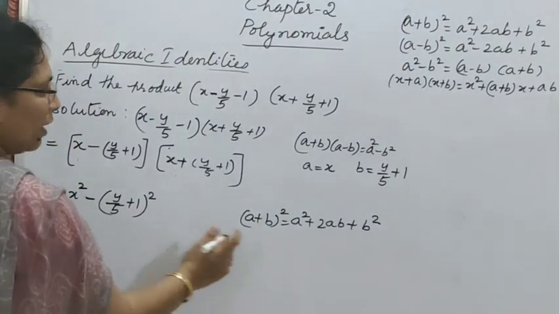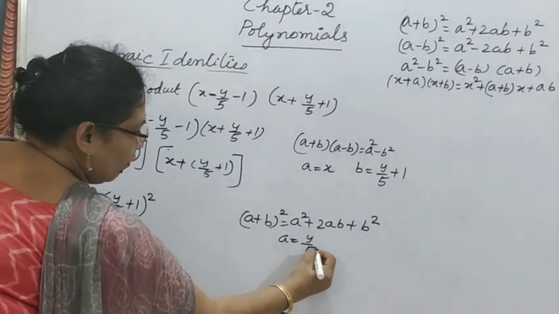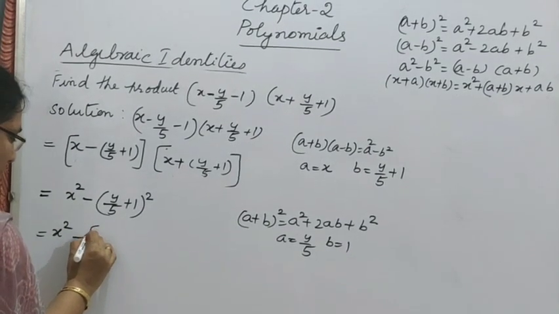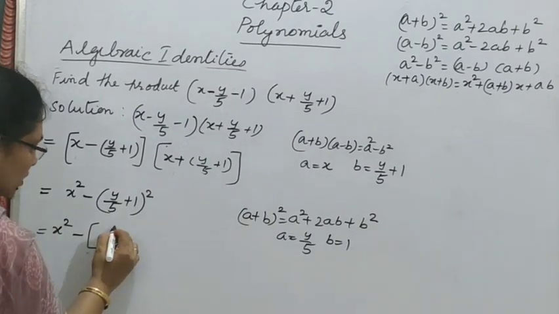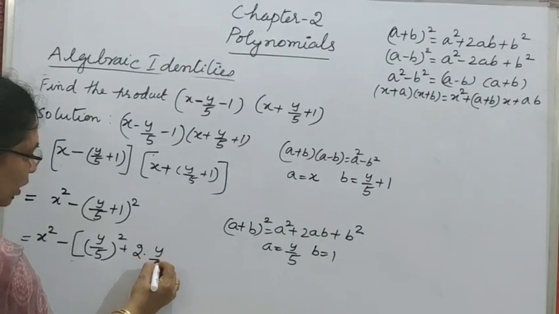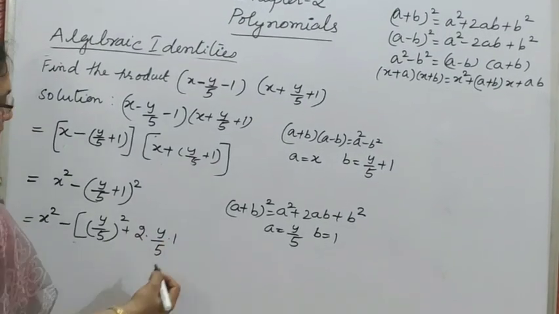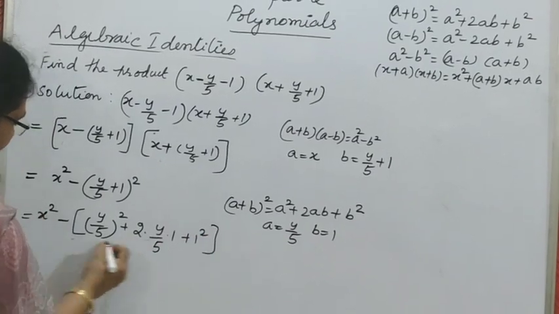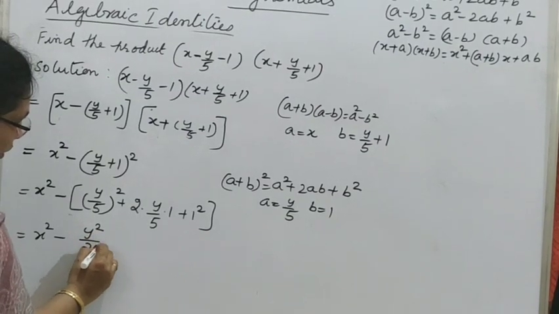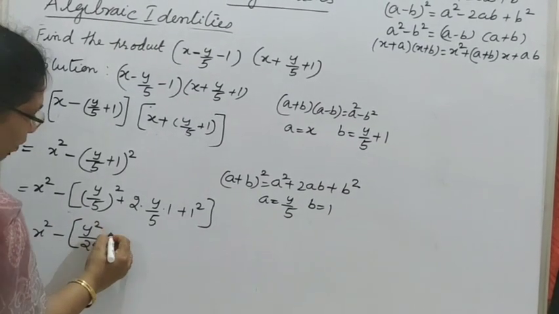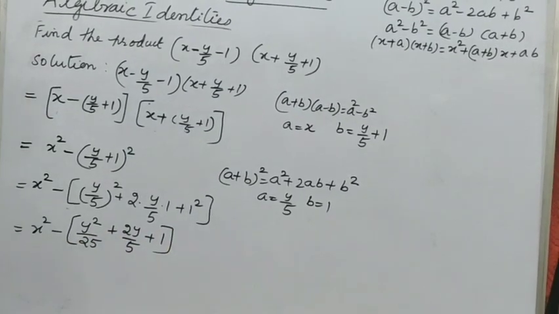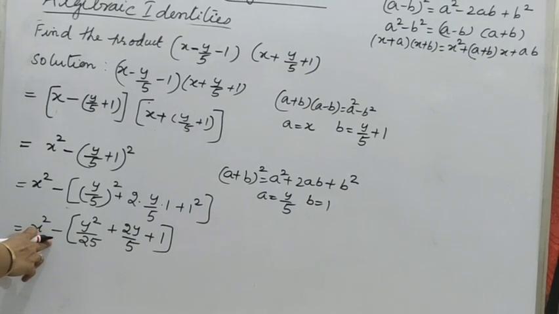Right? What is A? A equal to y by 5. What is B? B equal to 1. Now we are keeping the minus. After that bracket we are writing A square, that means (y by 5) whole square, plus 2AB, that means 2 into y by 5 into 1, right? Plus 1 square. So x square minus (y square by 25. All the terms are in bracket only. Now plus 2y by 5 plus 1). Still the answer is not complete because the minus has to be given or expanded with the minus sign.